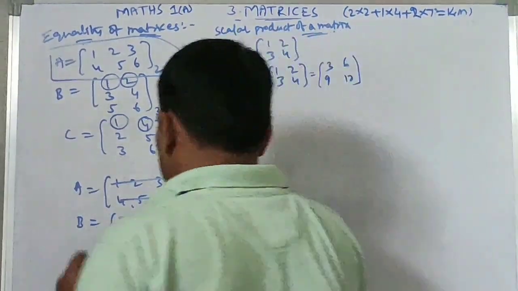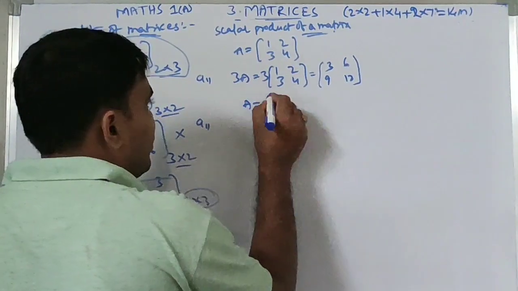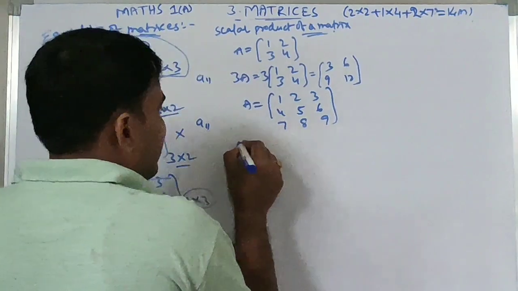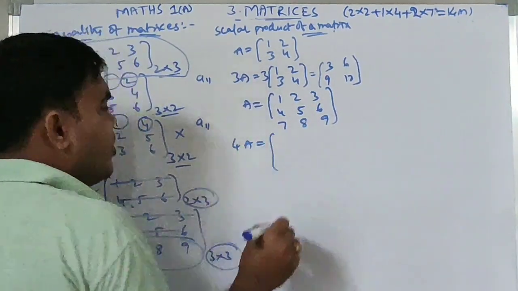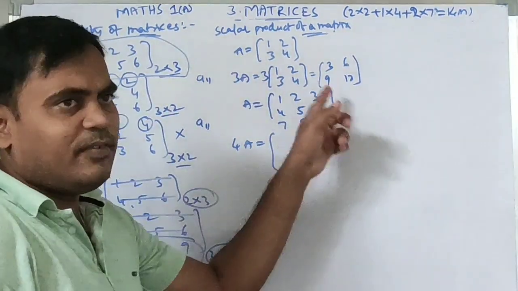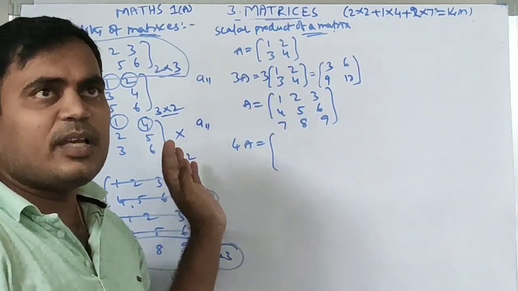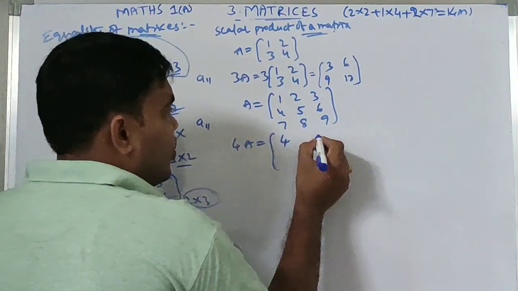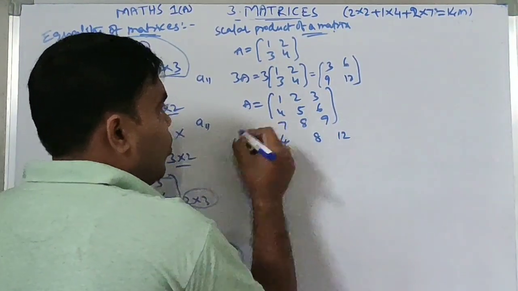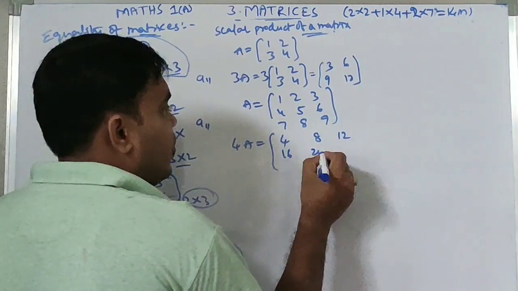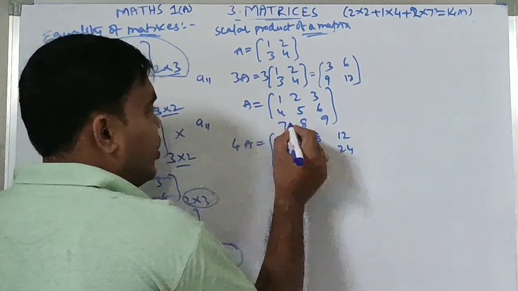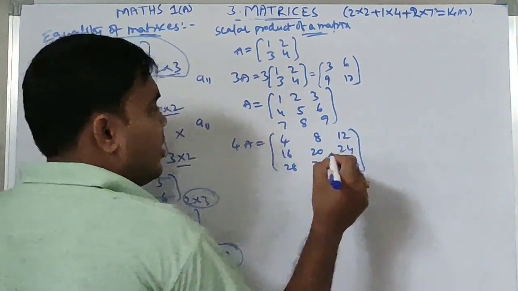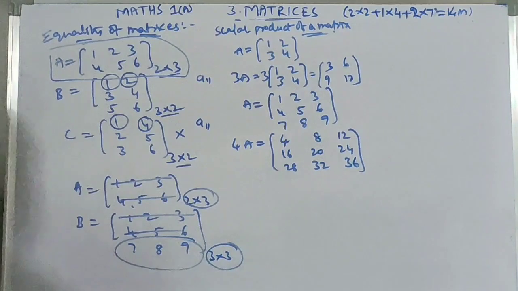So one more example I am taking. A = [1, 2, 3; 4, 5, 6; 7, 8, 9]. 4A equals: we should multiply each and every element of this matrix by 4 and keep it in the corresponding position. 4 into 1 is 4. 4 into 2 is 8. 4 into 3 is 12. 4 into 4 is 16. 4 into 5 is 20. 4 into 6 is 24. 4 into 7 is 28. 4 into 8 is 32. 4 into 9 is 36. So this is the 4A scalar multiplication.